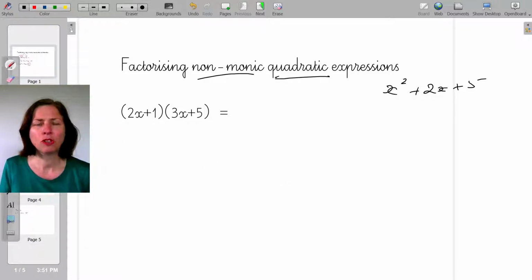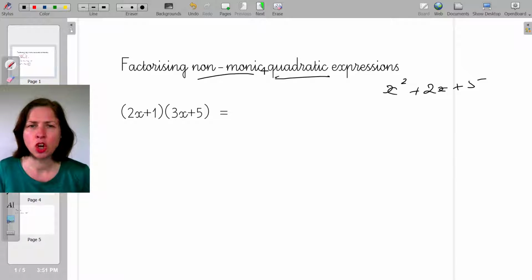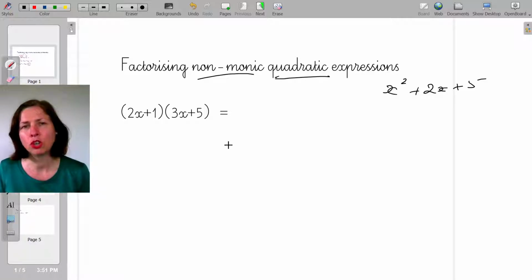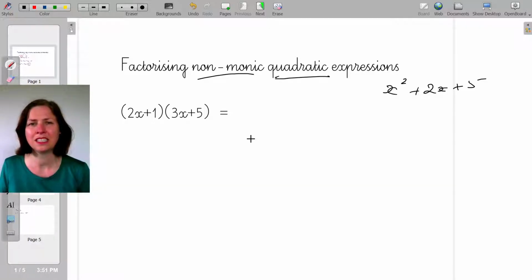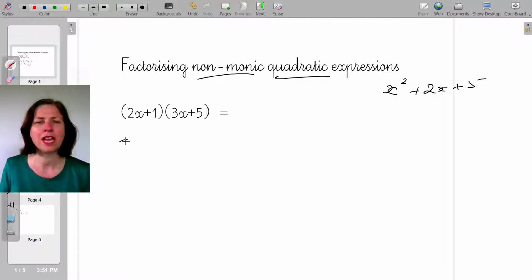Okay, so now that we're doing non-monic, they are a little bit trickier, and the technique that we use relies a little bit more on trial and error. But what we can do is try to predict what the numbers are going to be and try to be as efficient about it as we can. And I have a technique that I'm going to show you that helps us to move through it systematically. So before we start that, let's just review what happens when I expand.